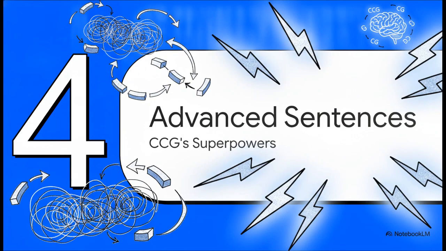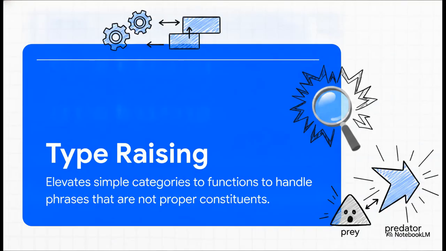That works beautifully for simple sentences, but human sentences are messy, right? We coordinate and combine things in weird ways that totally break traditional rules. So let's jump into section 4, handling advanced sentences. This is where we see CCG's superpowers. To handle all those messy sentences, CCG brings in 2 advanced operations, type raising and composition. Essentially, type raising takes a simple, boring category, like just a basic noun, and elevates it into an active function.